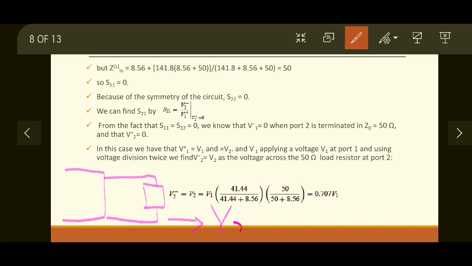This is V2. Now how to find out this V2? By the simple voltage divider rule. The voltage divider rule states that this is V1, which is applied to the network. Now we have to consider the resistance over here, that is 41.44, and here it is 8.56, that was the third resistor in the original network. Here 8.56 and here it is 41.44. How is it 41.44? Let's see that.